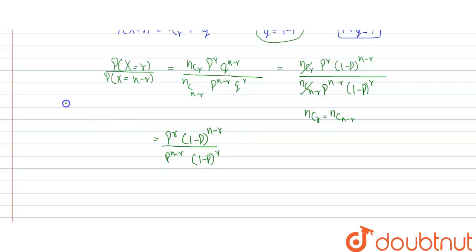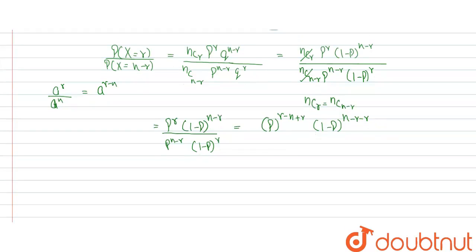Okay, now we know the property which says that a to the power r divided by a to the power n is a to the power r minus n. If a to the power r is divided by a to the power n, we can simply subtract the exponents. Using the same property, we can write p to the power r minus (n minus r), and (1 − p) to the power (n minus r) minus r. Solving further, we get p to the power 2r minus n into (1 − p) to the power n minus 2r.